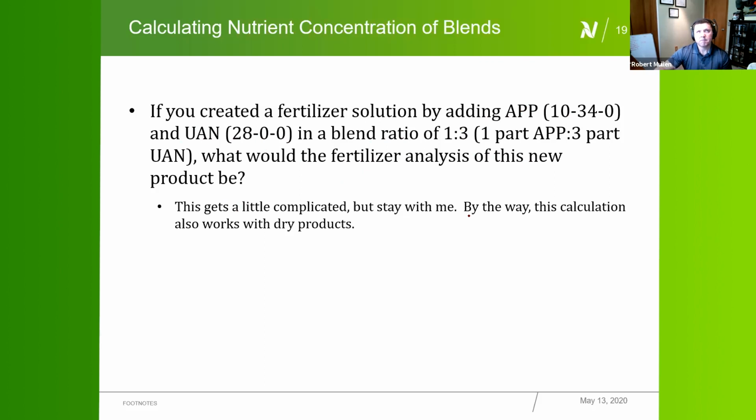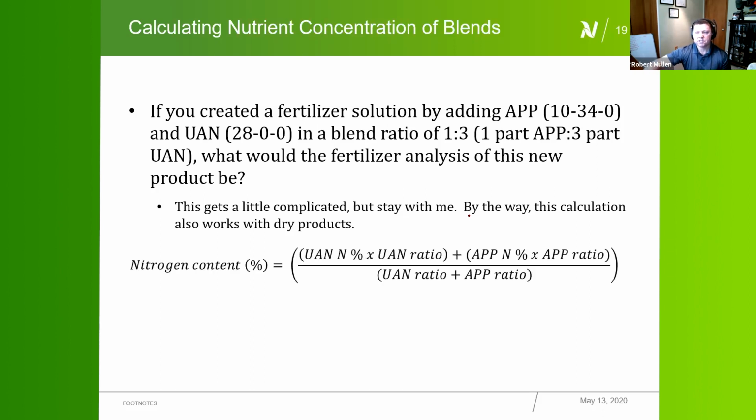And again, mathematically, this isn't complicated, but you have to make sure you're setting it up properly. So here's the illustration. If I want the new nitrogen content of this new product, I have to know what the nitrogen analysis is of UAN. That's going to be 28. We'll be plugging in actual values here in a moment. I multiply that by what the ratio of UAN is in this new product.